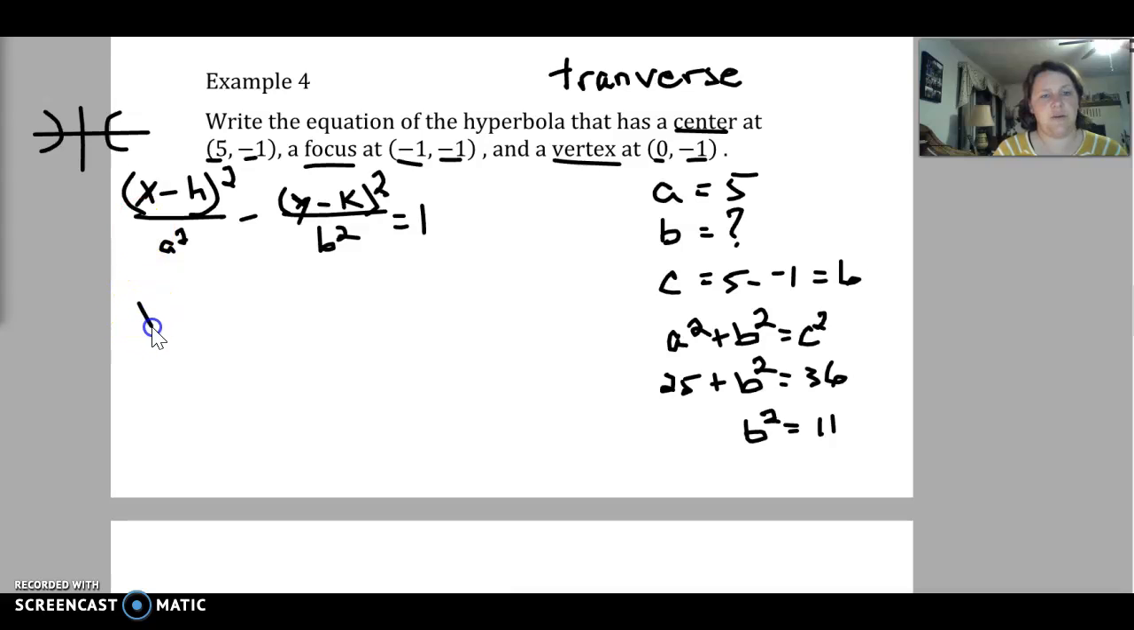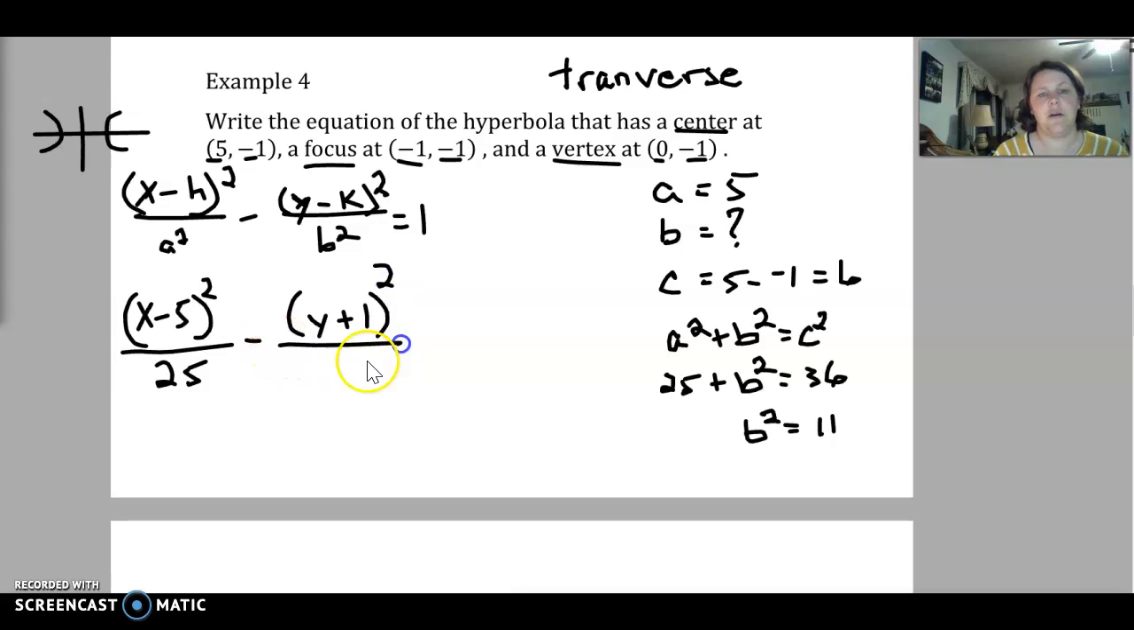So now we're ready to write our equation. (x - h), which is 5, squared, over a^2, which is 25, minus (y - k), which is negative 1, so let's make that (y + 1) instead of y minus a negative 1, over 11. Notice that b^2 is 11, so I'm not going to do 11 squared. 11 is already b^2, so I don't need to square that. And that's going to be equal to 1. And that's all we need to do for example number 4.